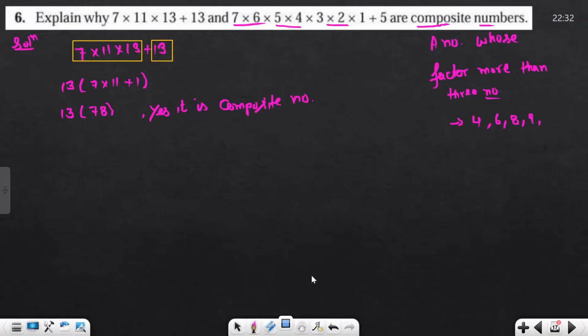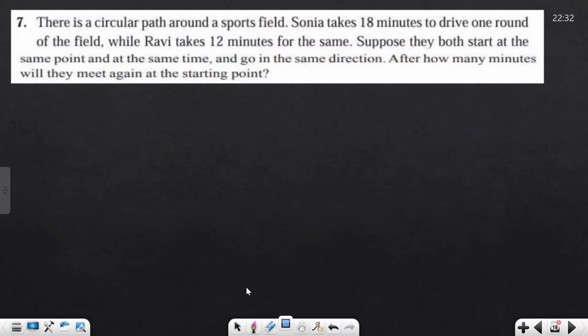Okay, similarly solve this part of the question yourself. Here when you solve, you see one number and one number, take 5 common, similarly do the same steps. So that was our last question of exercise 1.1.